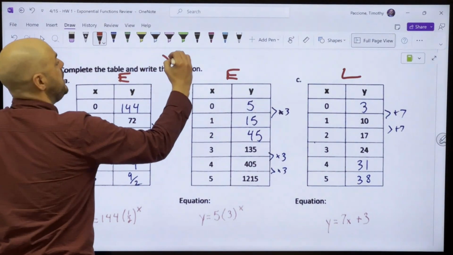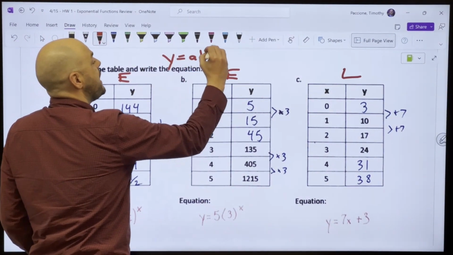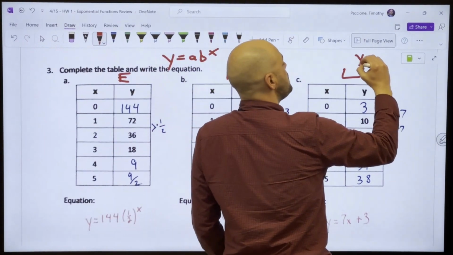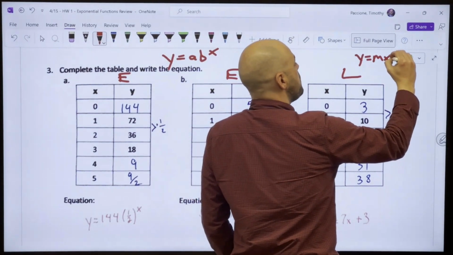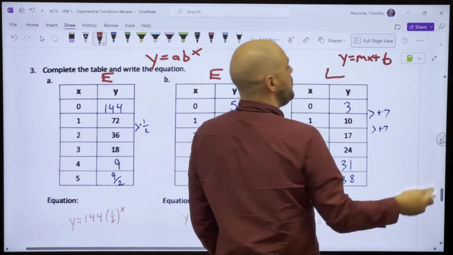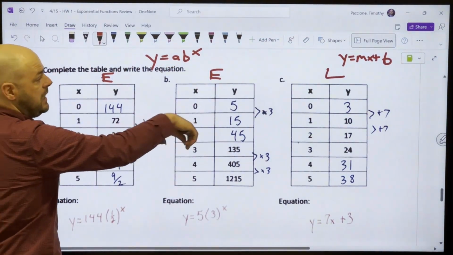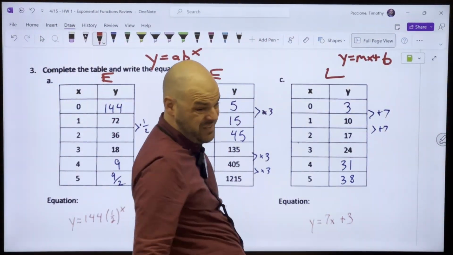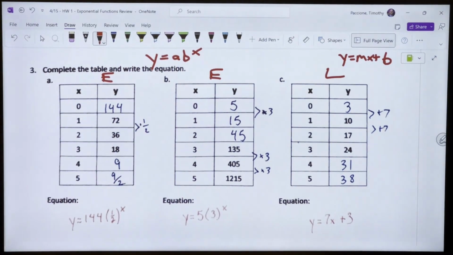These two would be y equals ab to the x. But this one is y equals mx plus b, right? So here I'm looking for a and b. Here I'm looking for m and b, and a different b, right? So that would change.